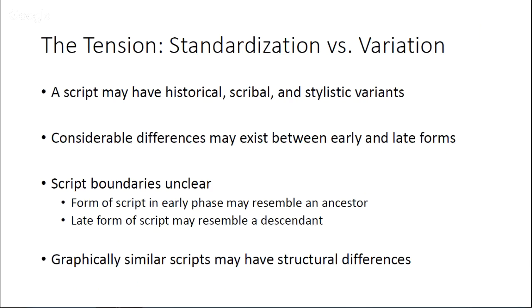Also, considerable differences may exist between early and late forms of a script. When you look at script continua, where you have evolution of scripts, if the script in the middle is defined as a distinctive script, then what about those at the terminals? Would those be considered variations of an ancestor or a descendant, or part of the core script? And more importantly, graphically similar scripts may have structural differences. So a script may look the same at a surface level, but when you get down to the deep level, it's completely different in terms of its technical and orthographic aspects. I'll talk more about this with some examples.